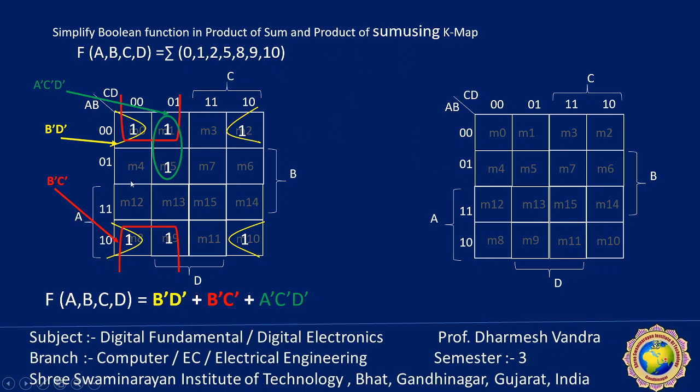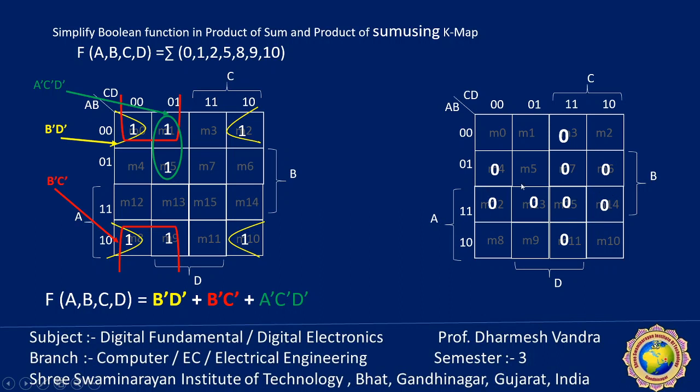Now we have to put 0 in the remaining cells. M3 is missing, so I put 0 here. In the second row, M4, M6, and M7. In the third row, 8, 9 are there, 10, 11 is there, missing 11. And the third row whole is missing, so 0 for 12, 13, 14, and 15. We got 4, 5, 6, 7, 8, 9 max terms.